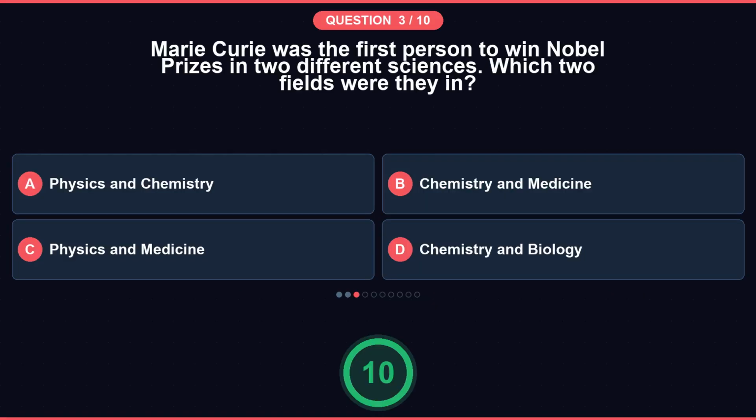Question 3. Marie Curie was the first person to win Nobel Prizes in 2 different sciences. Which 2 fields were they in? A. Physics and chemistry. B. Chemistry and medicine. C. Physics and medicine. D. Chemistry and biology.